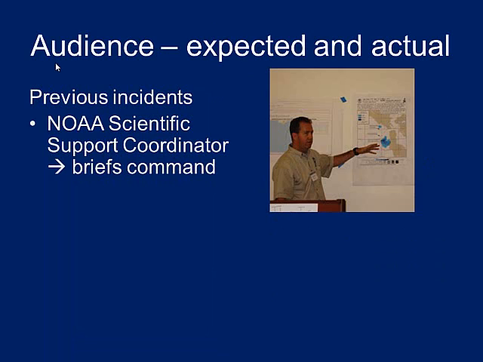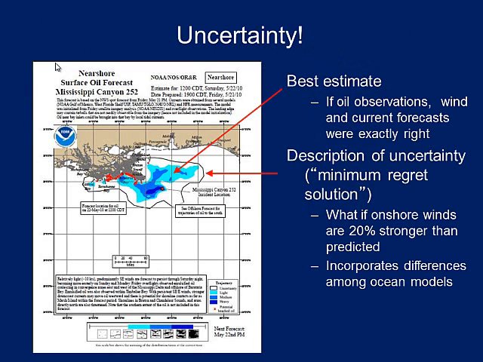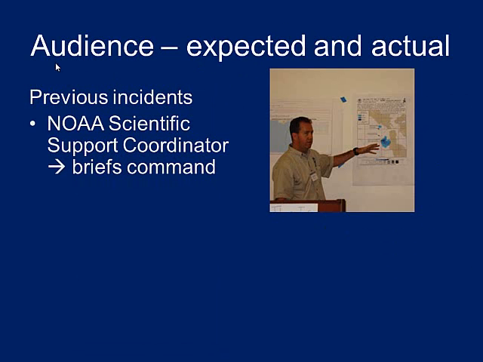So another key factor is who's your audience. Traditionally in oil spills, these forecasts and maps have gone out mostly to the command post and via our scientific support coordinator, or Jordan in this case. And the SSC will then brief the command on the forecast and talk a little bit about what the uncertainties are and what went into it and what it means and all that.